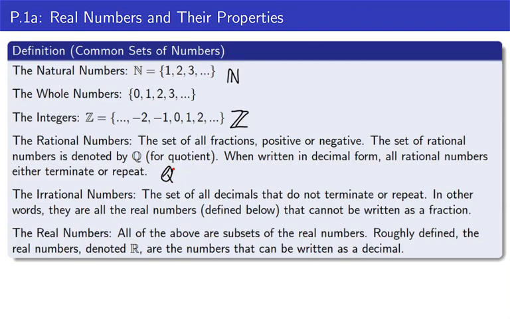That's our rational numbers. The irrational numbers, as we mentioned just a moment ago, if the rational numbers are decimals that terminate or repeat, the irrational numbers are the rest of them. They're the numbers that don't terminate and don't repeat, such as pi, which we'll mention in a little while. And then finally, we've got the real numbers. The real numbers are often shown with this symbol, and the real numbers, roughly defined, are just all the numbers that can be written as a decimal.